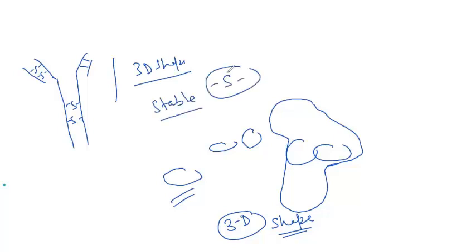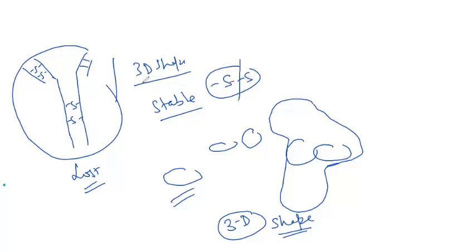This is a 3D shape, and the 3D shape is stable because of the SS group, the disulfide group. If you remove this disulfide group, the 3D shape will be lost. Why is it lost? Because this is the covalent bond between the sulfurs, and it maintains the 3D structure. If it is disturbed, obviously the 3D structure will be lost.